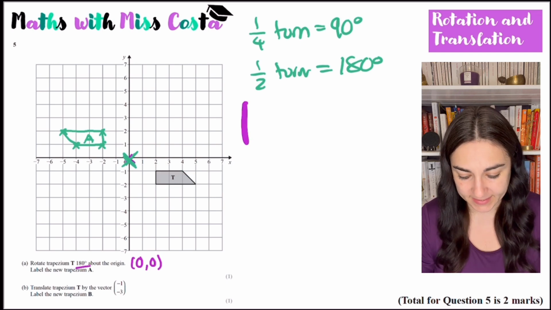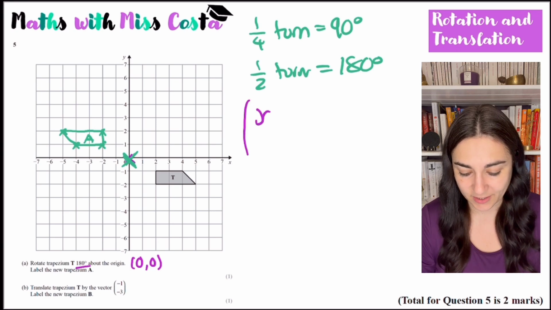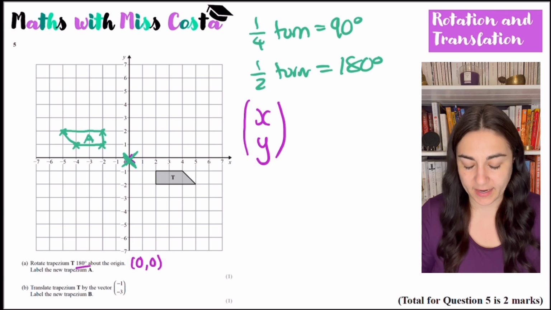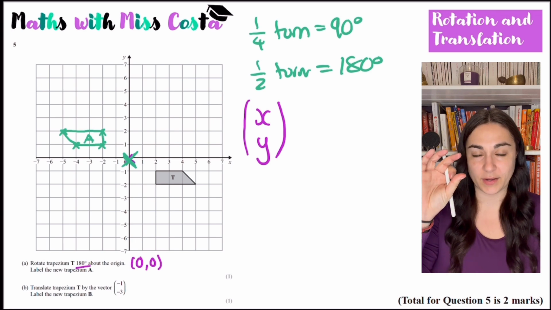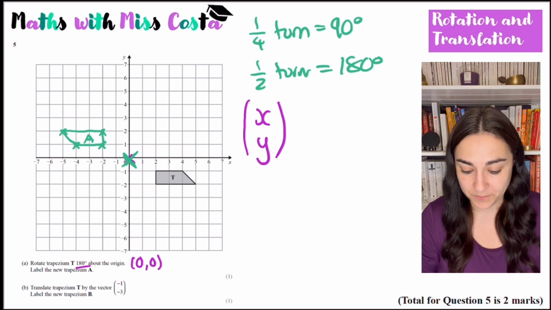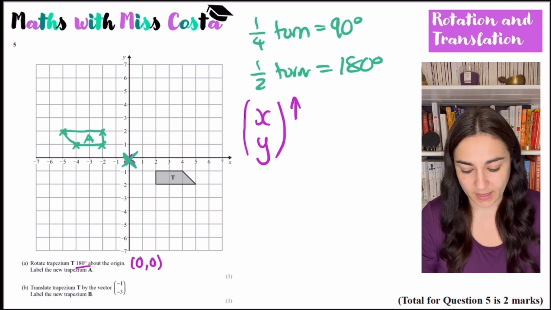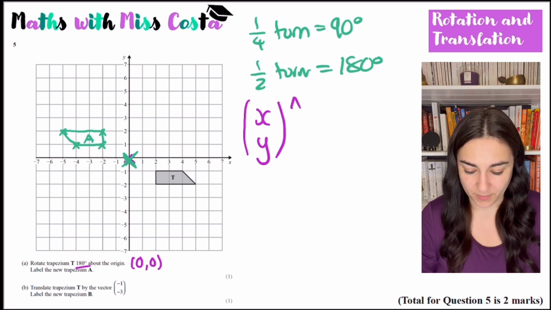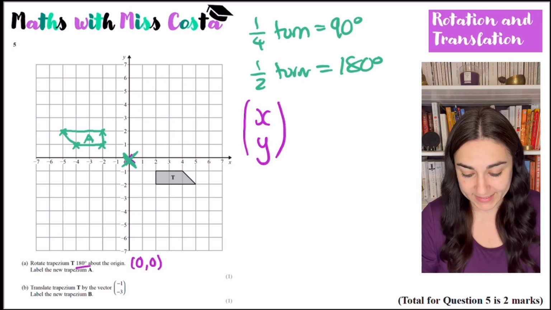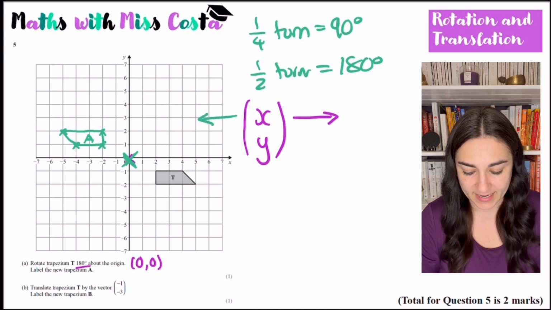Now remember, vectors, they tell you the distance and the direction. So all vectors are written with their x instruction at the top and their y instruction at the bottom. And if it's a positive x, it's going to go in the right direction. If it's a negative x, it's going to go in the left direction.